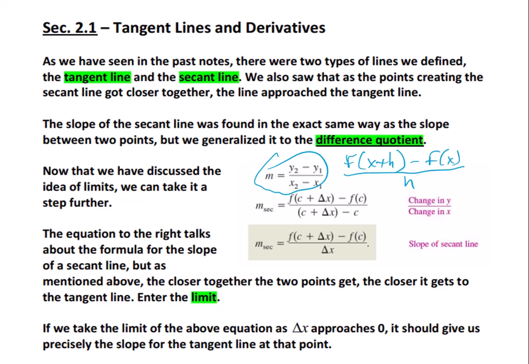And we got things in terms of h, and then we started saying, well, let's start talking about this limit idea, that as those two points get closer and closer together, when we reach the limit, then what have we got? And it turned out that we had the slope of the tangent line.